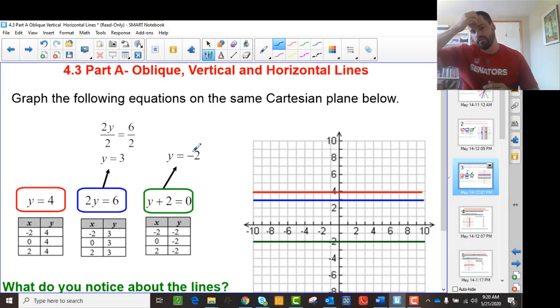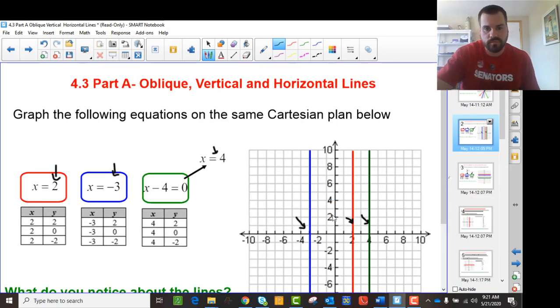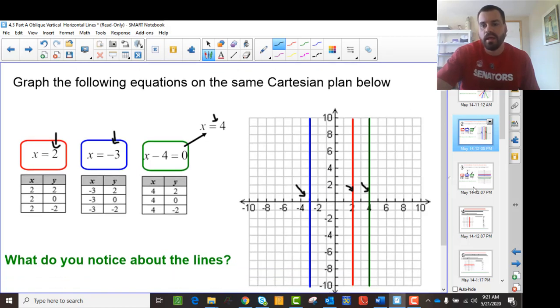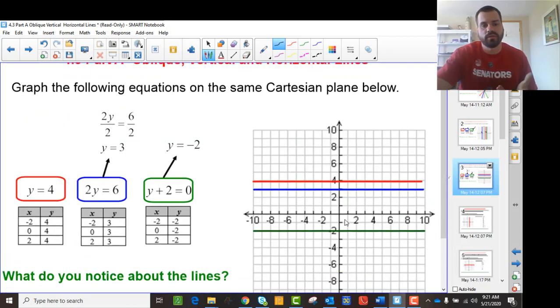Okay, they're all flat. So what you end up with is if y and x are both involved in the equation, you have an oblique line. It's slanted. Okay? If it's just x, then they're vertical. Okay? Straight up and down. And if it's just y, then they're horizontal. They're flat. Okay?